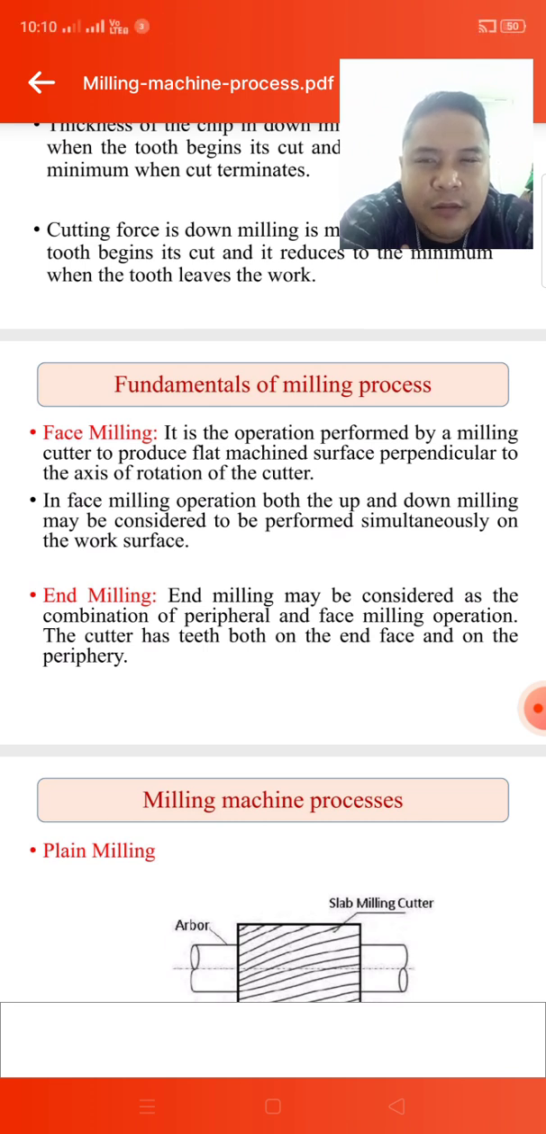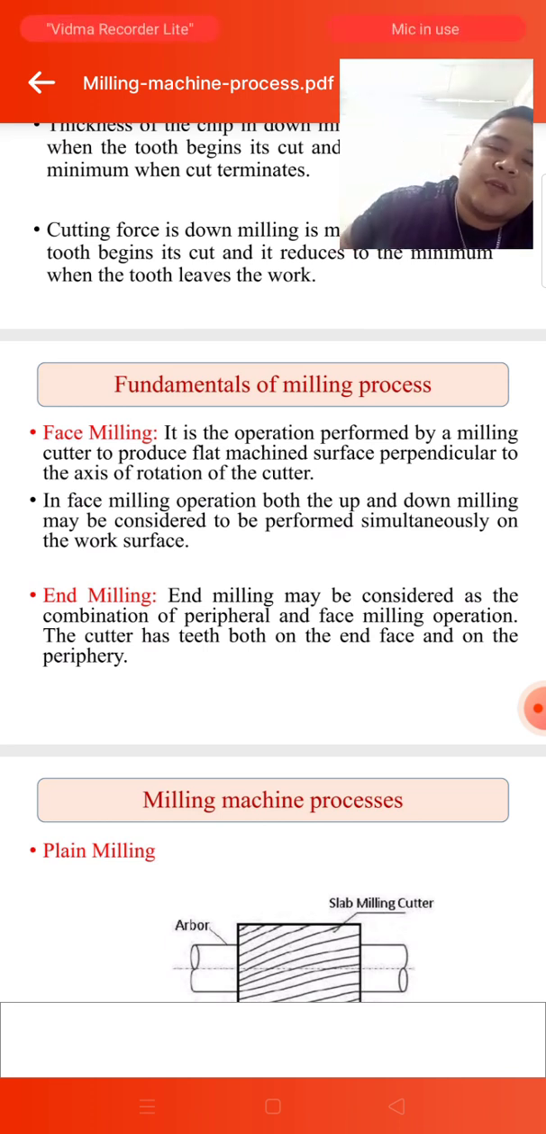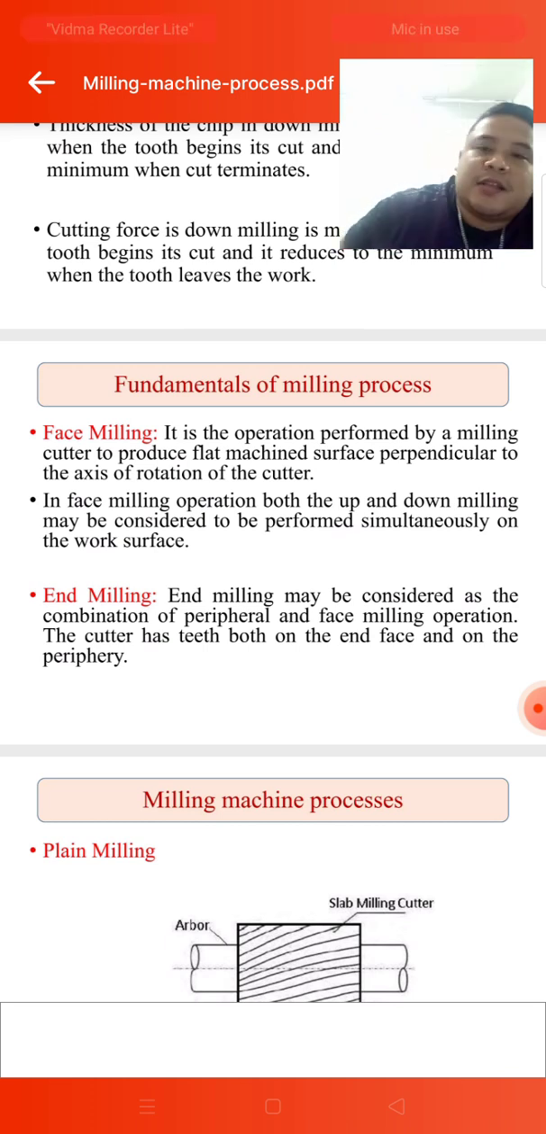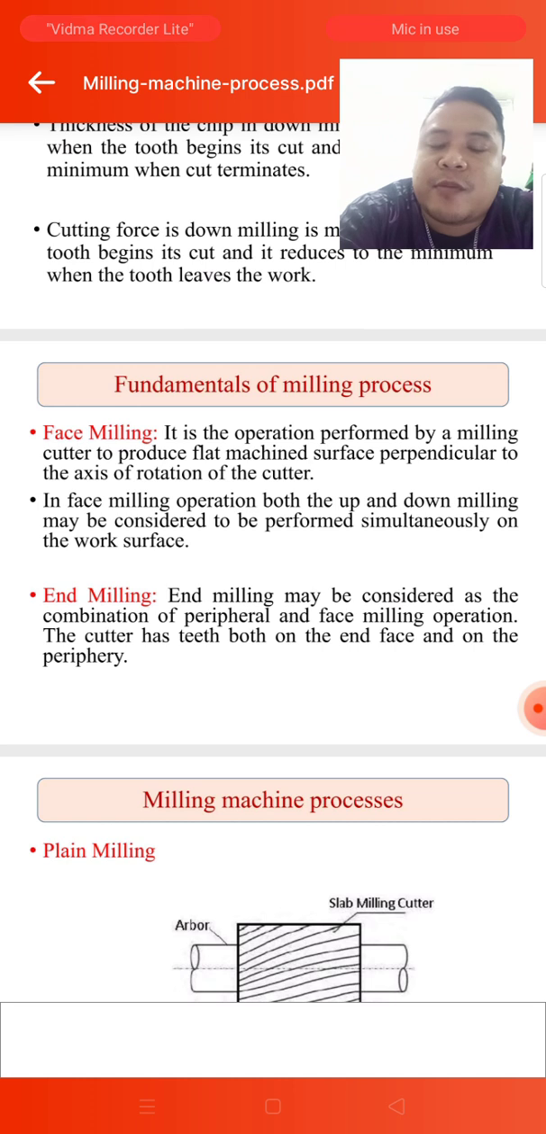Gusto mo mag-iban sa surface, naka 90 degrees sa material mo, or 90 degrees or 0 degrees in the axis of the table, mo na pwede i-perform kay dako kaayo ang iyang rotation. So dako ang iyang radius, so mas easy ka makakat sa usa ka surface. Mao na ang face milling process.